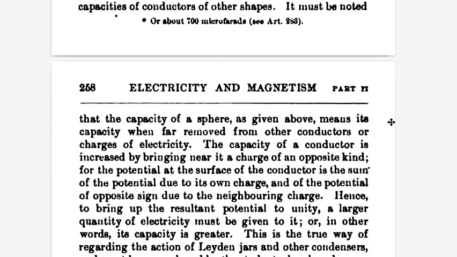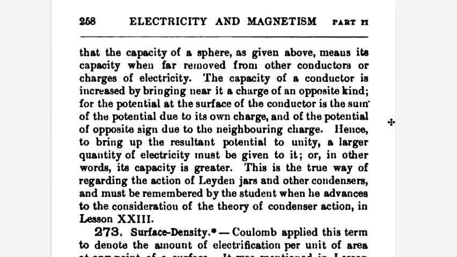It must be noted that the capacity of a sphere, as given above, means its capacity when far removed from other conductors or charges of electricity. The capacity of a conductor is increased by bringing near it a charge of an opposite kind. For the potential at the surface of the conductor is the sum of the potential due to its own charge, and of the potential of opposite sign due to the neighboring charge.